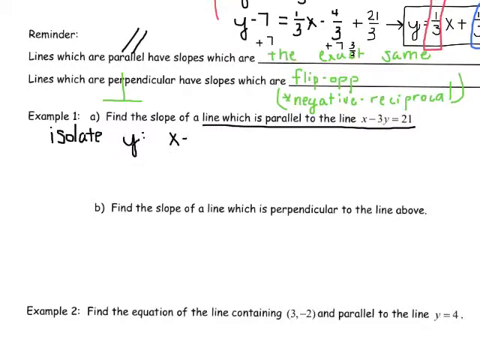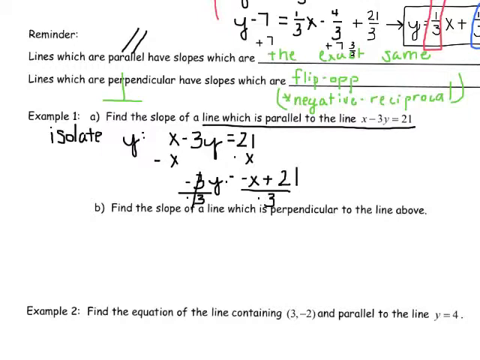So x minus 3y, I'm just rewriting the problem right now, equals 21. If I want to isolate the variable, I'm going to subtract x first. So negative 3y equals negative x plus 21. And then I'll divide by negative 3. So I get y equals, there's a coefficient of 1 here, so negative 1 over negative 3 is positive 1/3 x. And then 21 over negative 3 is negative 7.